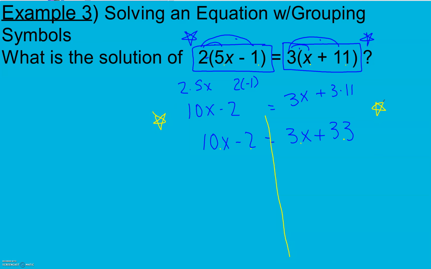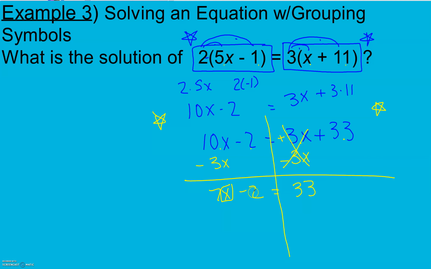First thing I'm going to do is get my variables together, and if I look, 3 is smaller than 10. Right now I have a positive 3, so I'm going to subtract 3 to get that to be 0. I have 3 x's, I'm going to take them away so that I don't have any left on my right side. And whatever I do to one side, I have got to do to both.